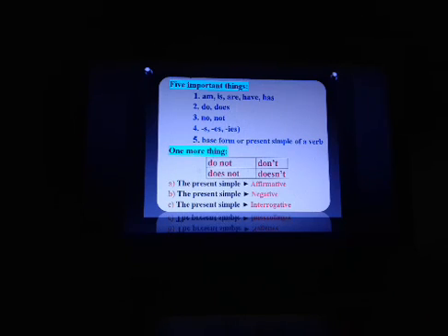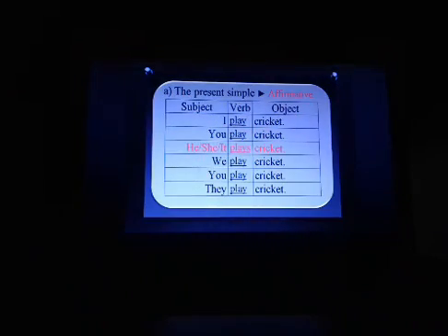This time I will try to teach you how to make the present simple tense affirmative, negative, and interrogative. Okay, at first you can see here the present simple tense affirmative. To make the present simple tense affirmative, we can follow a very simple structure: first subject, then verb, then object. You see here, I play cricket, you play cricket.